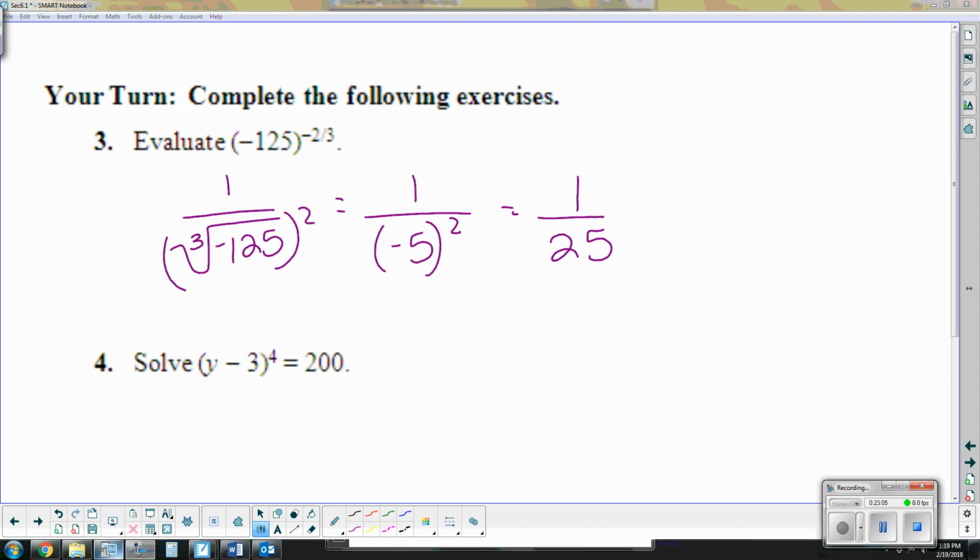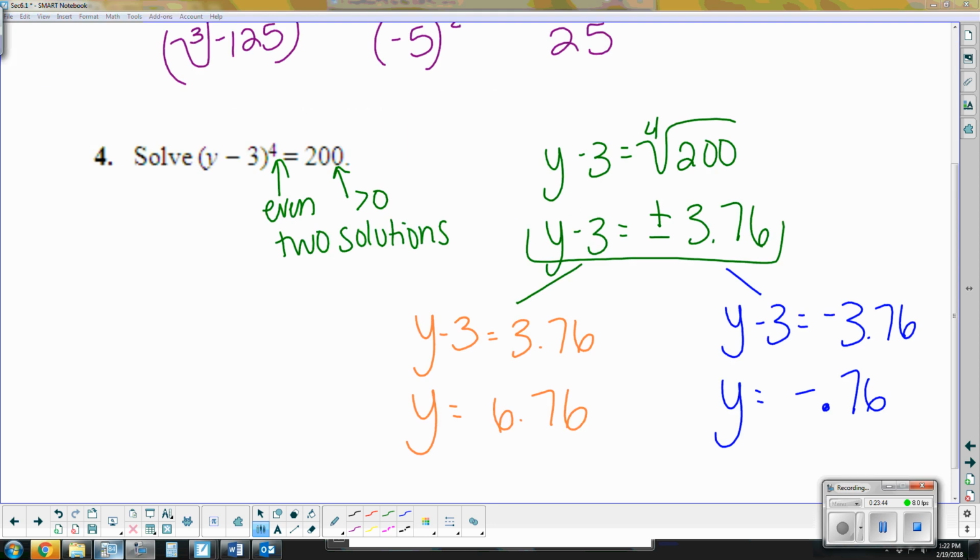So in this first problem, your final answer should be 1/25. Negative 125 to the negative 2/3 power is like saying the cubed root of negative 125 to the negative 2 power, which is the same as saying 1 over the cubed root of negative 125 squared. So the cubed root of negative 125 is negative 5. So you're looking at that number, negative 5 squared, which is 25. Your answer is 1/25.